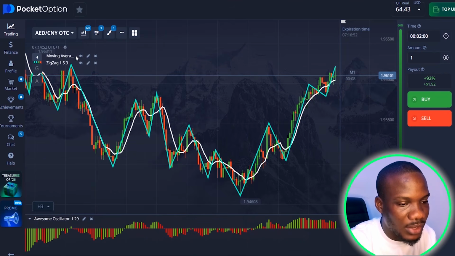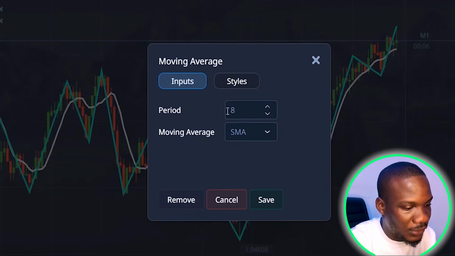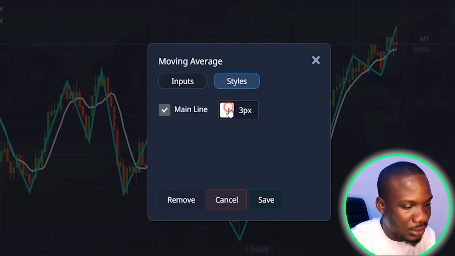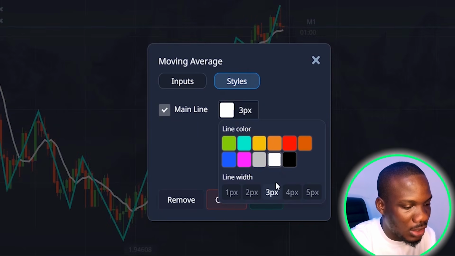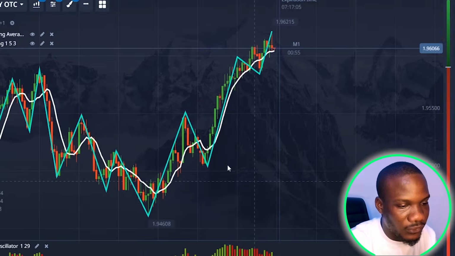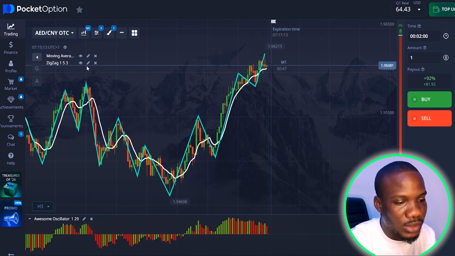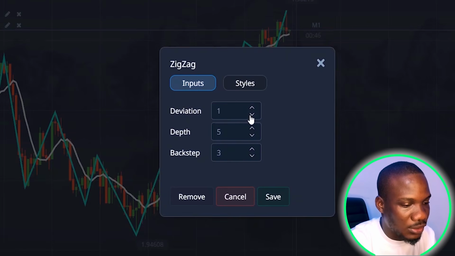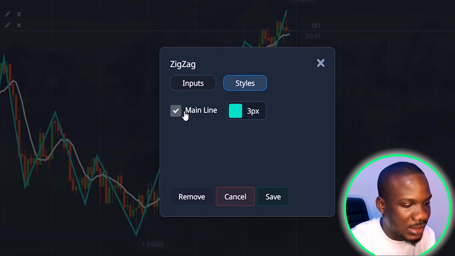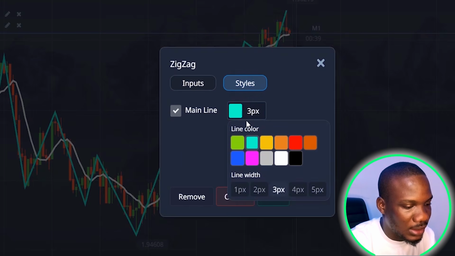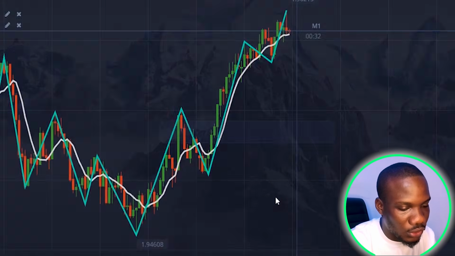So the settings of my moving average line comes with the period of 8, moving average, SMA. Right here on the style level, I'm going to be using a white color and I'll be putting it on 3 pixels. So when I'm done, I'll click on save. My zigzag indicator comes with the settings of the deviation as 1, the depth as 5, the backstep as 3. Right here on the style level, at the main line, I'm going to be using a light blue color and I'm going to be setting it to be on 3 pixels. So when I'm done, I'll click on save.